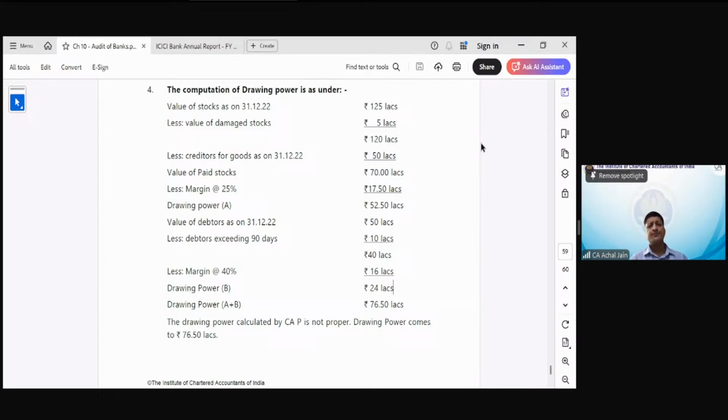What do you think? Suppose you were the auditor of this bank, do you see any significant concern as regards this drawing power computation? Tell me yes or no and why. Over to you quickly. What do you think, and why do you think that? Any thoughts on this?